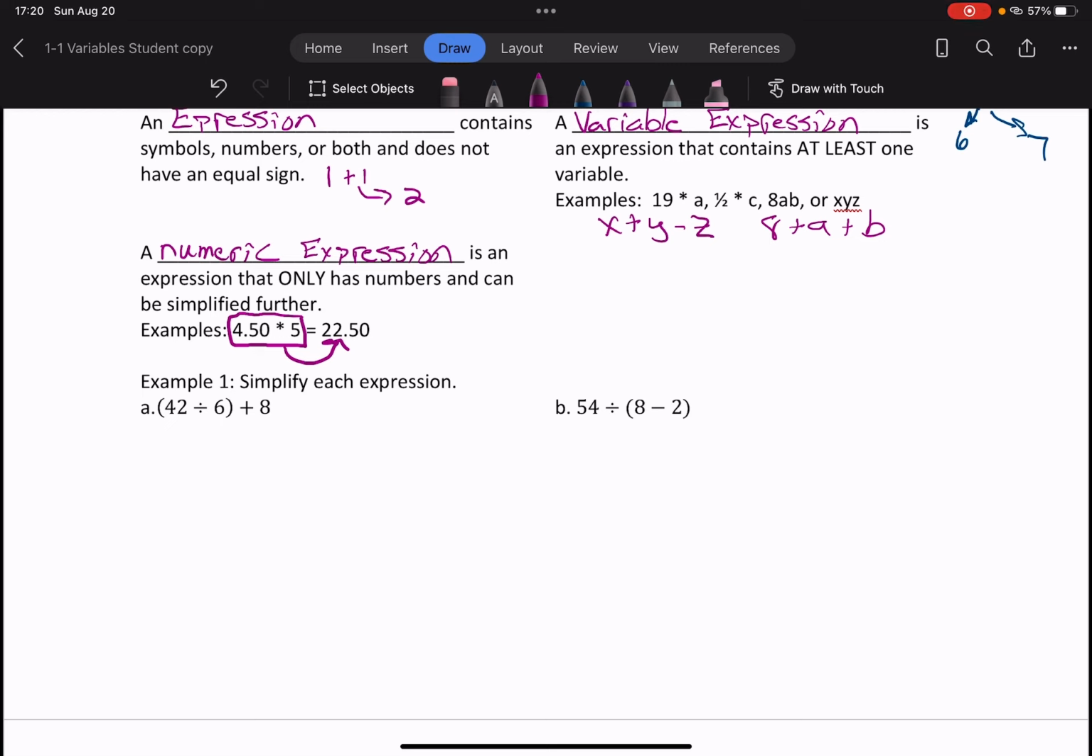So I start here, and I look at what is 42 divided by 6. Well, 42 divided by 6, if you do it in the calculator or if you count up by sixes, you'll find out that that answer is 7 because 7 times 6 is 42. Now, since I didn't do anything with the plus 8, I'm going to bring that whole thing down, make that a plus 8. Now I've got 7 plus 8, and 7 plus 8 is 15.